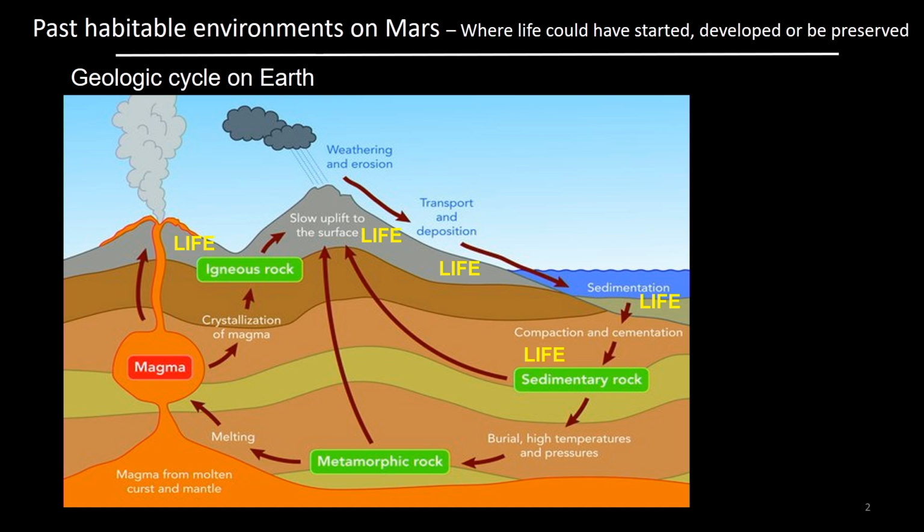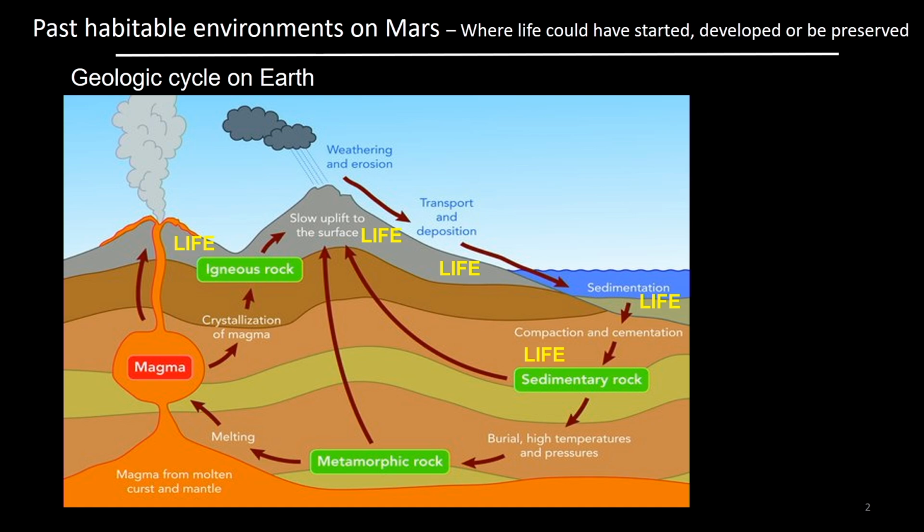So we will focus the lecture mostly on past environments, just a few words about recent environments, but mainly looking at very old rocks, both from orbit and from rover data. And to start, just a very short word about Earth, because on Earth, you know the rock cycle, we have life almost everywhere, from the surface to the sea, at the depths, around volcanoes. So where life is, and we don't know where it forms, but it is propagated everywhere.